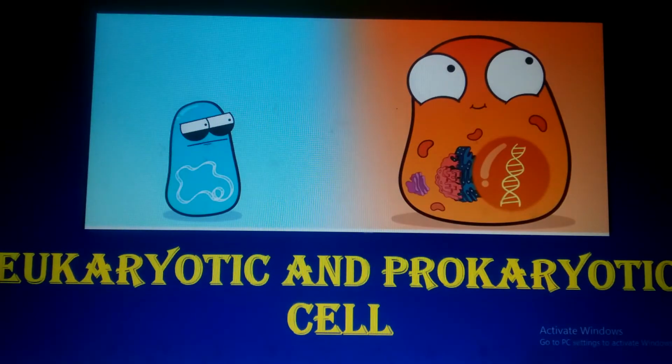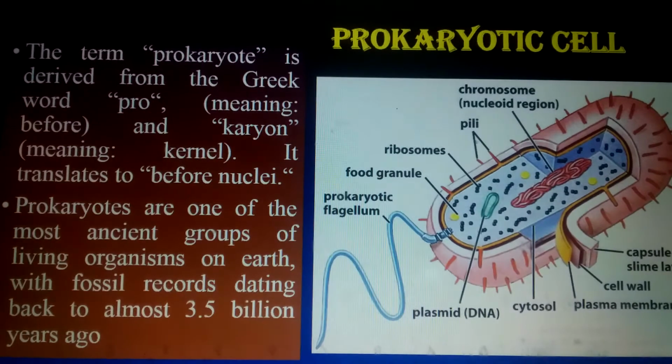Okay. Now I'm going to discuss the eukaryotic cell and the prokaryotic cell. What is a prokaryotic cell and what is a eukaryotic cell? You will now learn the prokaryotic cell. The term prokaryote is basically derived from Greek words. First of all, it is very necessary to know the meaning of that word. So here, pro means before and karyon means kernel, meaning nucleus.